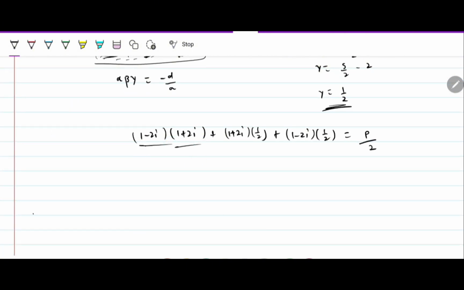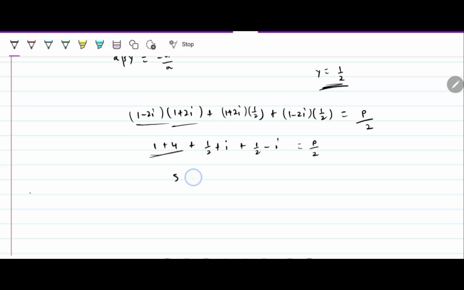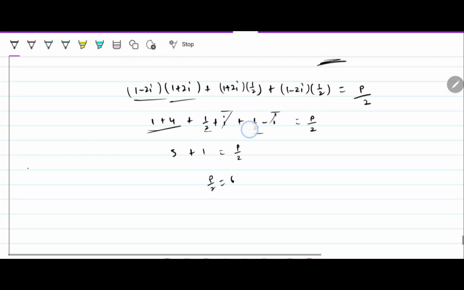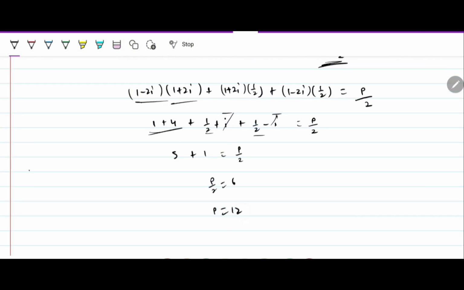Good. Again, difference of two squares. This will give me a 1 squared minus 2i all squared, which is essentially 1 plus 4. P over 2. So P over 2 is 6. P over 2 is equal to 6, so P is therefore equal to 12.